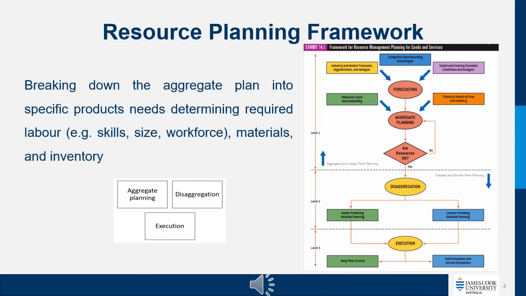The resource planning framework consists of three key stages: aggregate planning, disaggregation, and execution. It is a structured approach used by organizations to effectively plan and manage their resources. So let's have a look at each of those three components that we mentioned in detail.